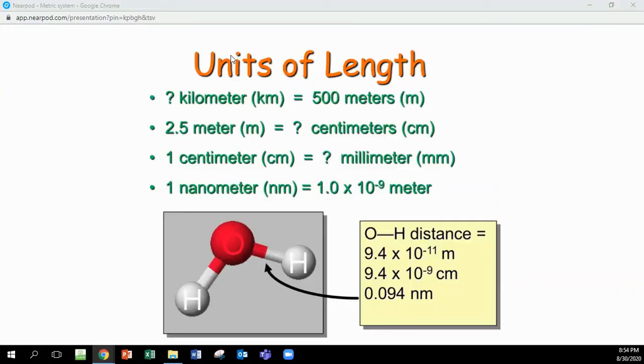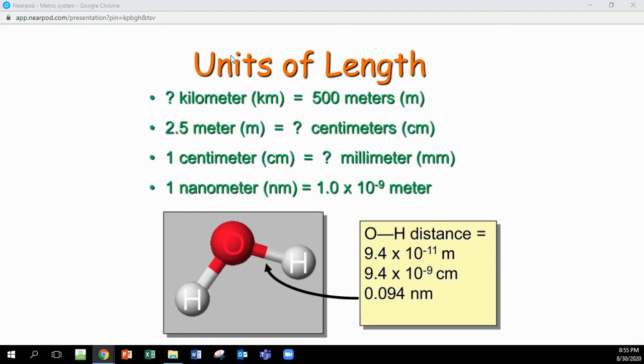Okay, so let's talk about units of length. You must use the right unit of length to measure things. If you're going a very far distance, you're going to be talking about kilometers. For instance, if you went 500 meters, that is half a kilometer. That's 0.5 kilometers. If you're measuring something somewhat small, like 2.5 meters, that's the same thing as saying 250 centimeters, because 100 centimeters is 1 meter. 1 centimeter is 10 millimeters. Those are ones that you've seen before, but a unit that you don't see very often in your everyday world is nanometers.